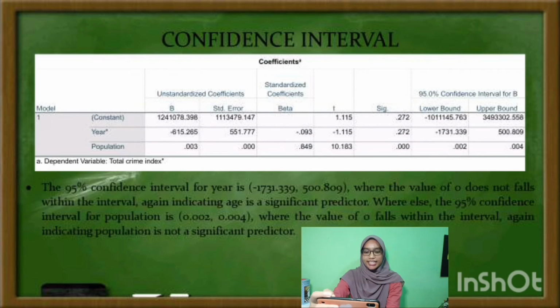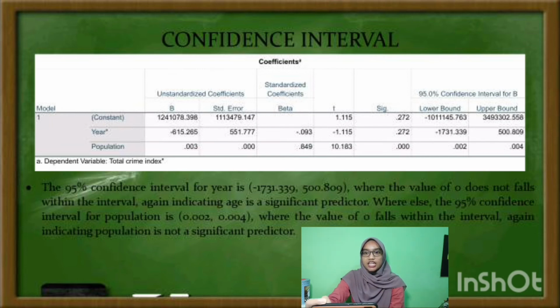And the last one is for the confidence interval. The 95% confidence interval for year is between negative 1,731.339 and 500.89809, where the value of 0 does not fall within the interval.